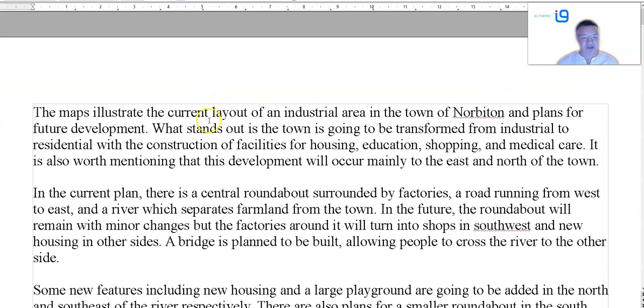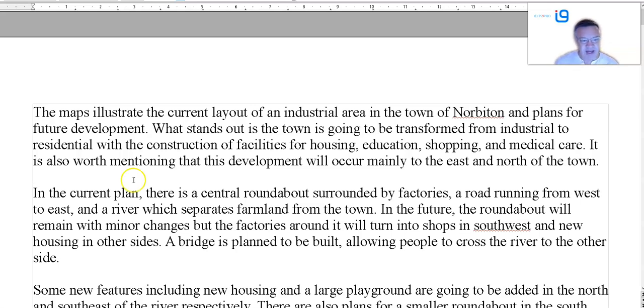What stands out? You could do that, or you could say, I usually put "overall" or "from an overall view" to make it clear. It's an overview, as in this is an overview, overall, from an overall view. "Stands out, residential." That's good, right? Excellent. "Industry to residence with houses and some shops and some other stuff, and mainly to the east and to the north of the town." Okay.